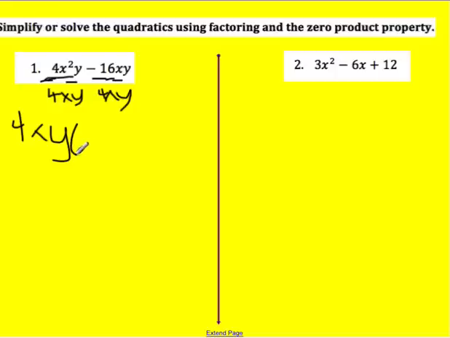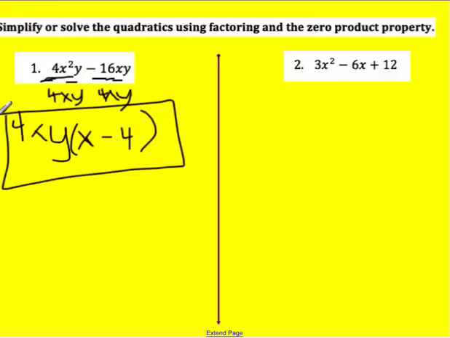Well, 4 divided by 4 is just 1. X squared over x is just going to be x, and then y over y cancels out. Negative 16 divided by 4 is 4, and then x over x cancels out to 1, and y over y cancels out to 1, so I don't need to write that. So this right here is your fully factored form. Nothing more can be factored. So let's take a look at number 2.